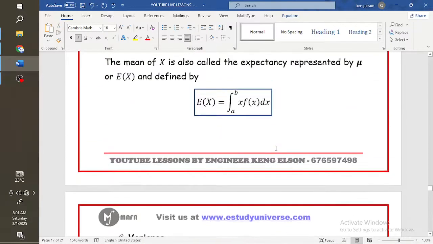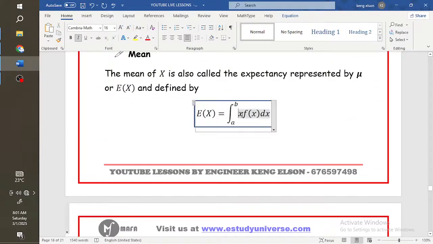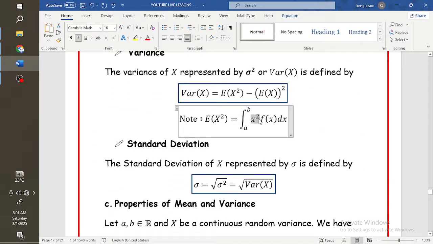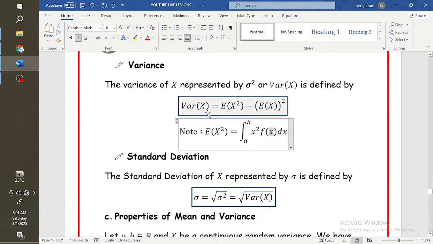So since we know that the mean E of x is the integral of x times f of x, what is E of x squared? It is the integral of x squared times f of x. So for me to get the variance, I will first of all need to get E of x squared, which is integrating this. Now this is the mean, so we don't have any problem because we have already seen how to get the mean. Alright, so to get the variance, you must first of all find the mean, then you find E of x squared, then you fit in this formula E of x squared minus E of x all that squared.